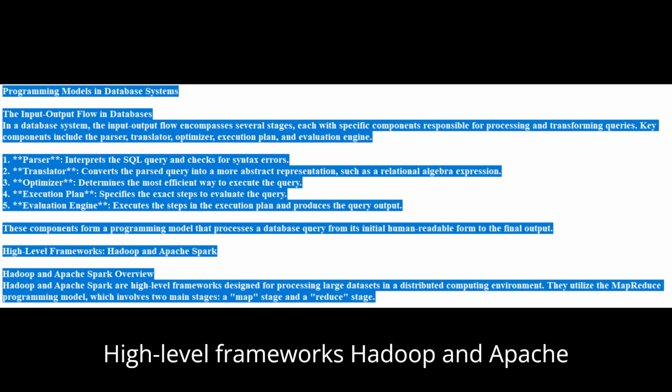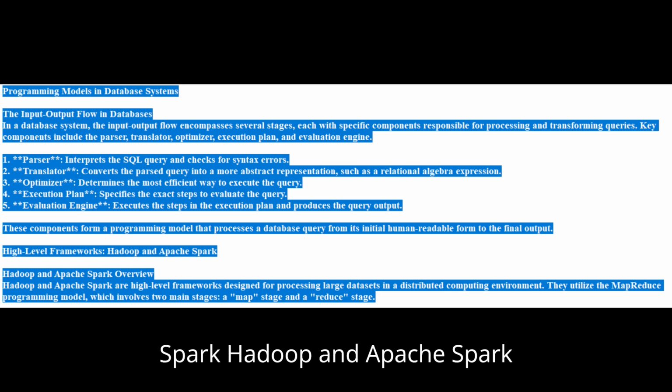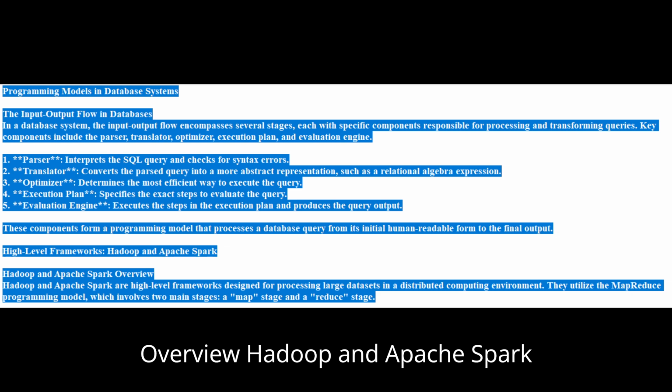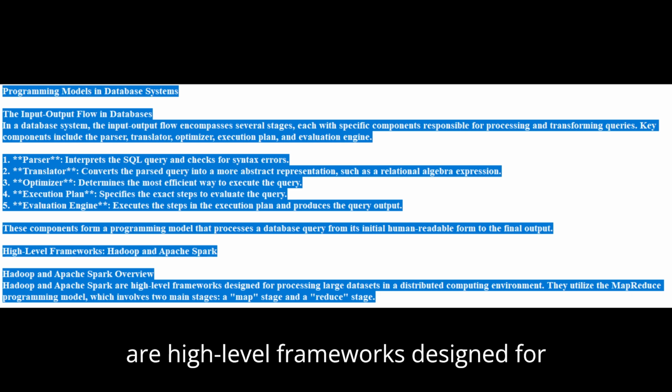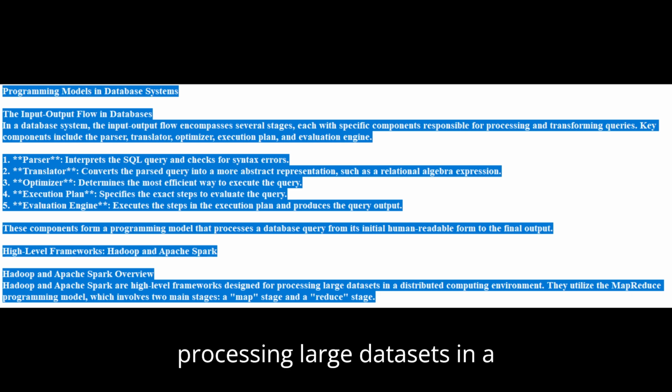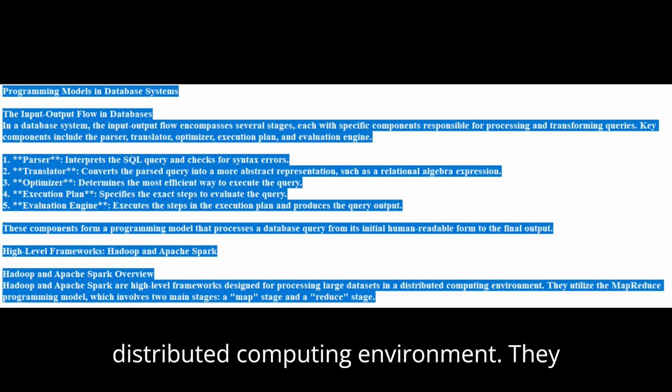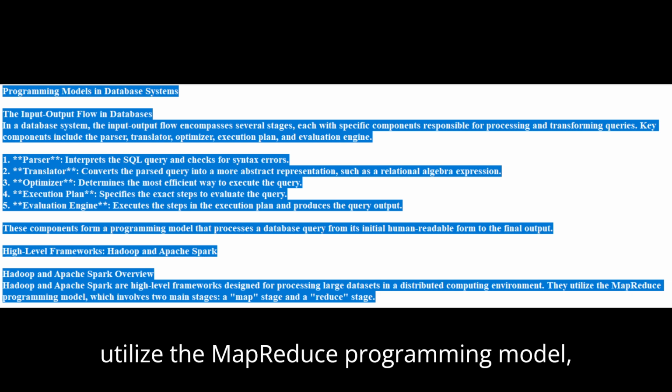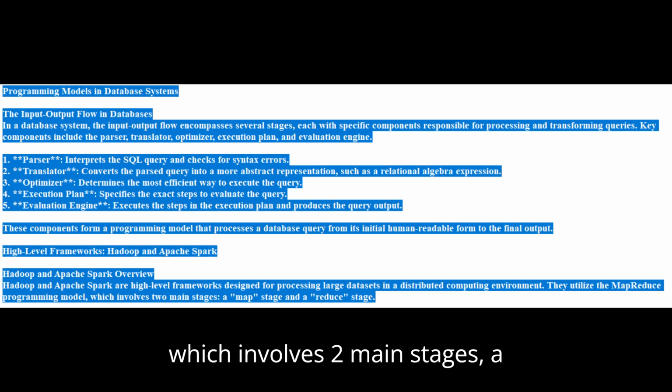High-level frameworks: Hadoop and Apache Spark. Hadoop and Apache Spark overview. Hadoop and Apache Spark are high-level frameworks designed for processing large datasets in a distributed computing environment. They utilize the MapReduce programming model, which involves two main stages: a map stage and a reduce stage.